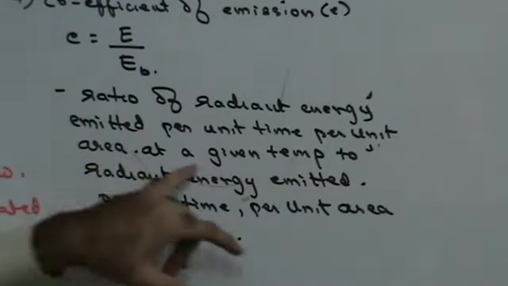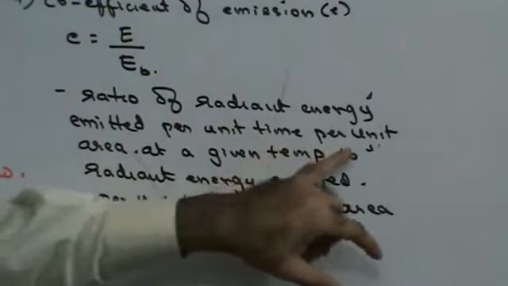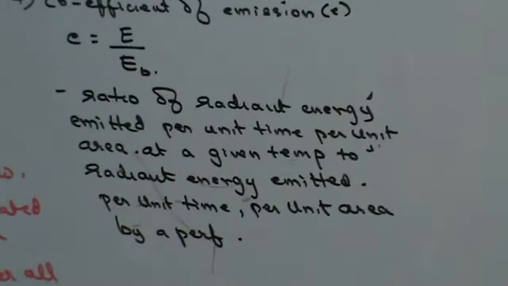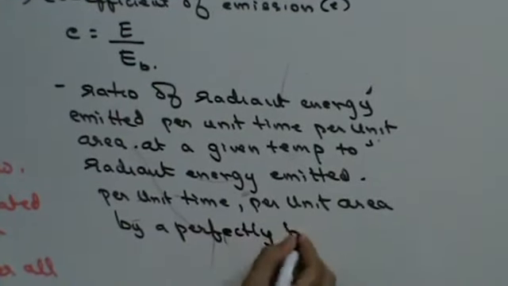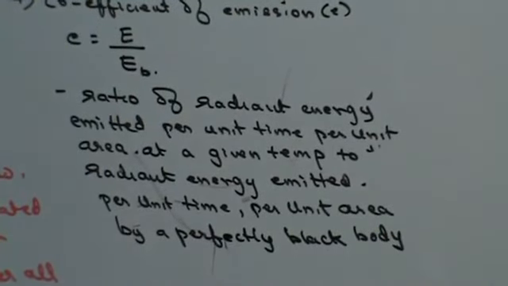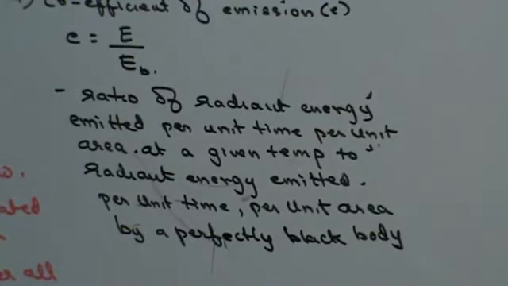It's the ratio of radiant energy emitted per unit time per unit area at a given temperature by a body to the radiant energy emitted per unit time per unit area by a perfectly black body. One is by a body and the other is by a black body. So thus I could also say that coefficient of emission is the ratio of the emissive power of the body to the emissive power of a black body.